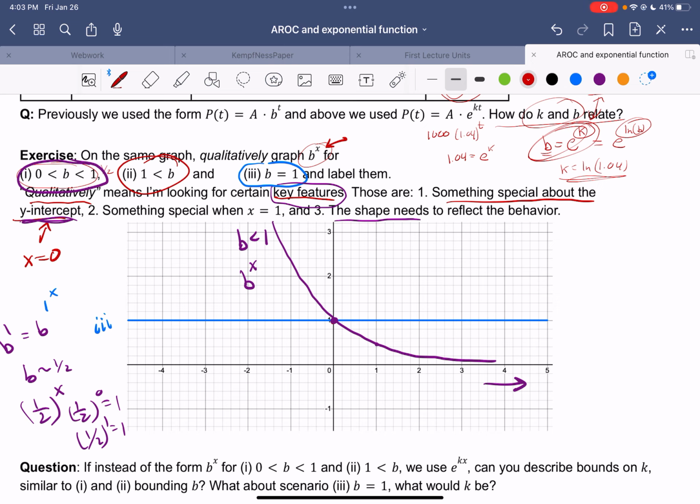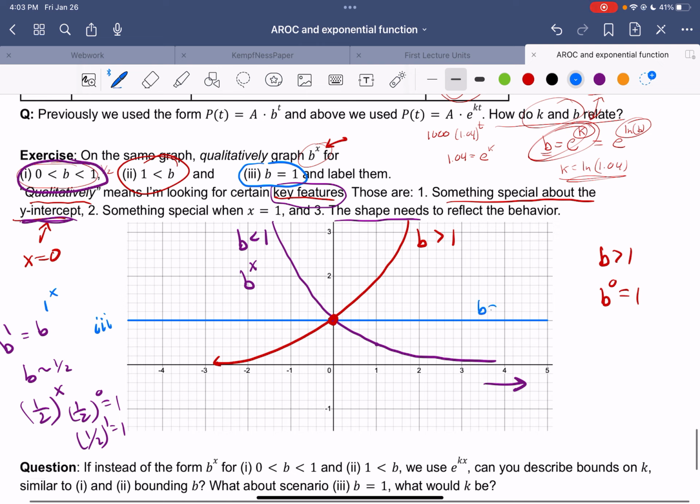Okay, now let's compare that to this case. So if b is bigger than 1, it's still true that b to the 0 is 1. So we're still going to go through this spot. And basically we just flip it around, and so now it'll kind of look like this. Okay. So this is b bigger than 1, b less than 1, and then b equal to 1.